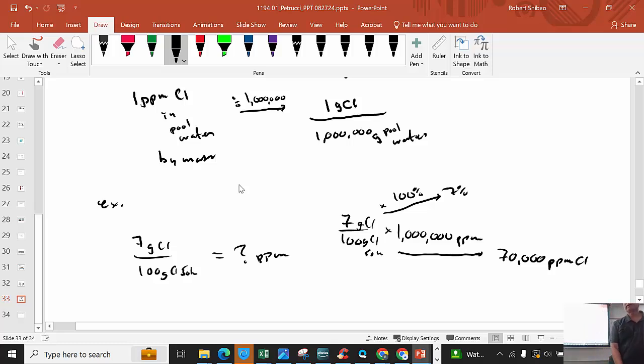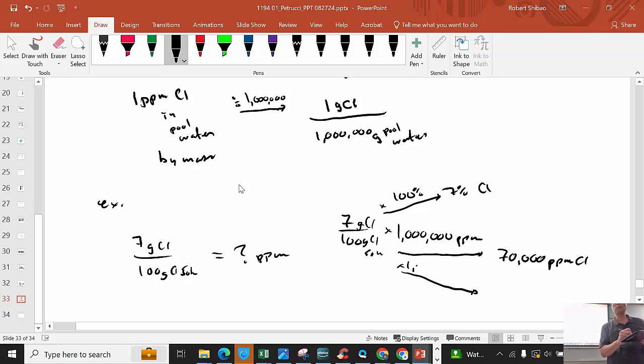And so the chlorinating solution, we could express either in percent. It would be 7% chlorine in the chlorinating solution. Or we could express it in terms of ppm. It would be 70,000 parts per million chlorine in the exact same solution. For parts per billion, we could do that. But what would the concentration, or the composition, be in parts per billion?